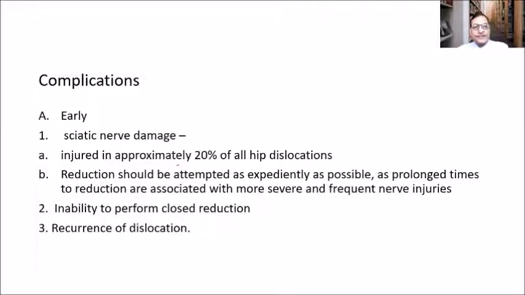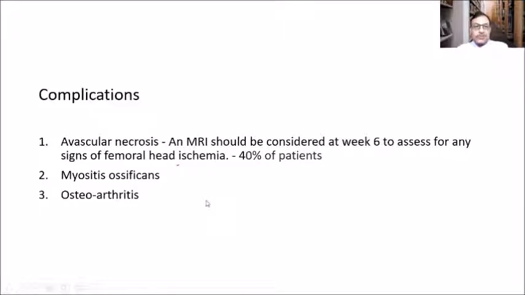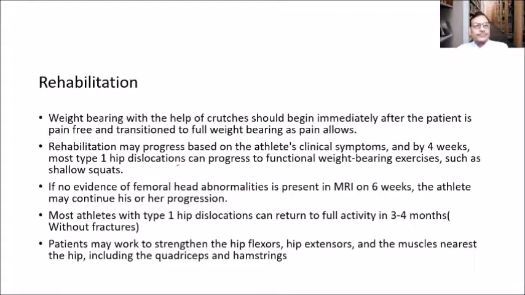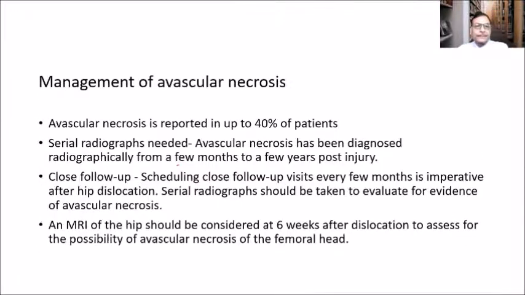Complications could be sciatic nerve damage, recurrence of dislocation, or unreduced dislocation, inability to reduce. Avascular necrosis is a very important topic that you must know. This is a late complication. Myositis ossificans is a late complication, and osteoarthritis is a late complication. So rehabilitation is needed. Remember, avascular necrosis can occur in 40% of the patients.